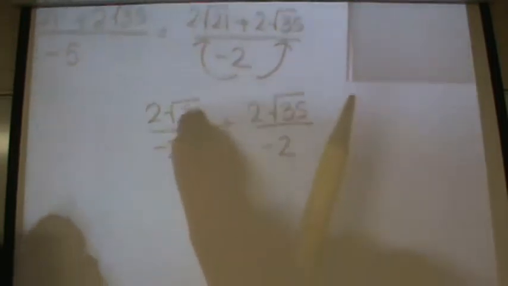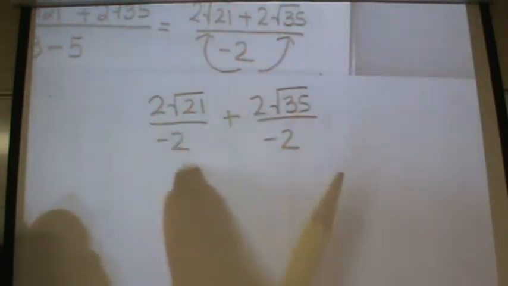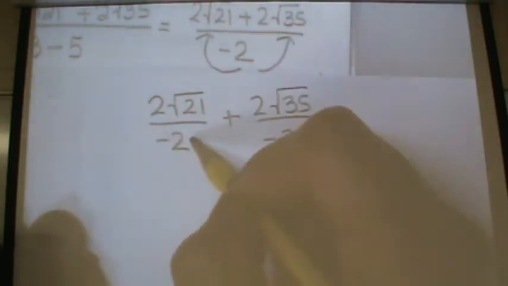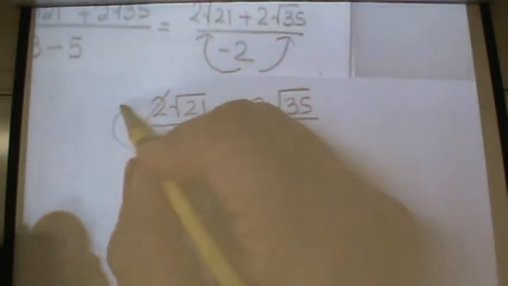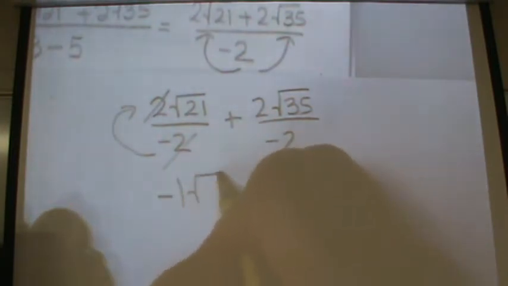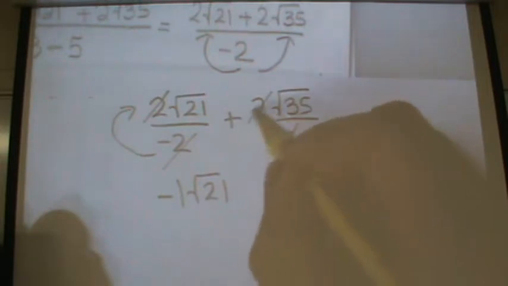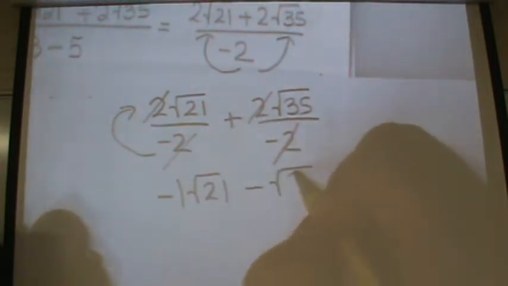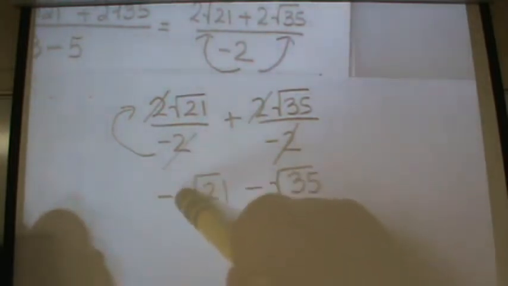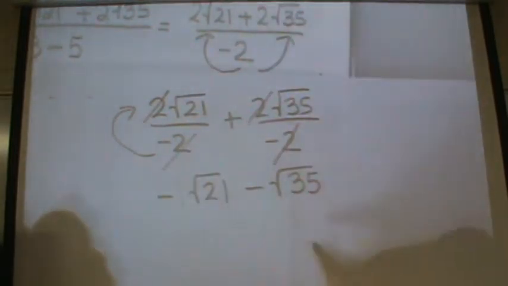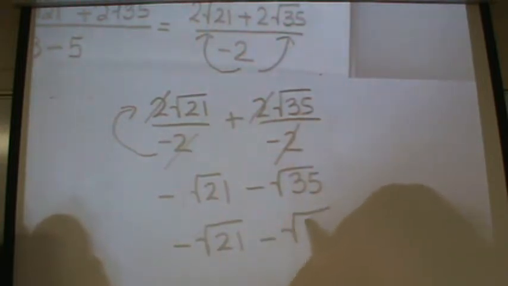Now we did this the other day. Can you cancel something out? What cancels here? The 2's, but there's still a negative 1 here. You're going to carry this negative 1 up. And what else cancels here are the 1's. Bring this negative up. Do you need a 1 there? You really don't. Some people put it there. But that's your final answer. It's negative root 21 minus root 35.